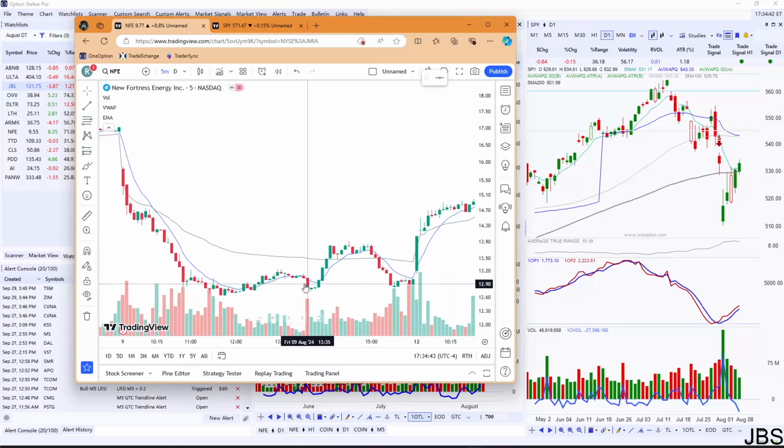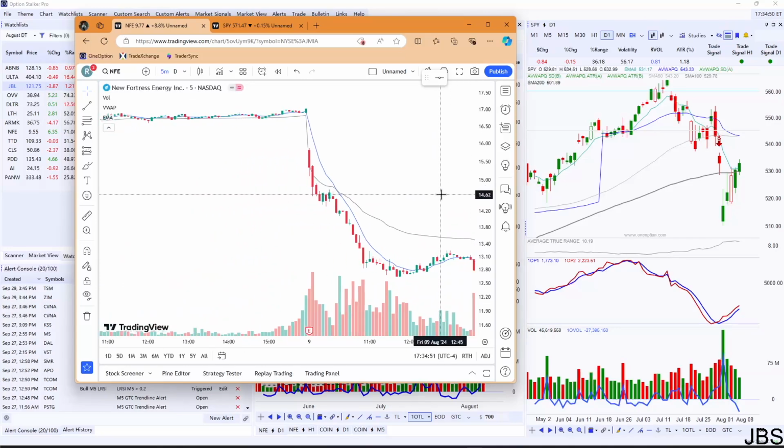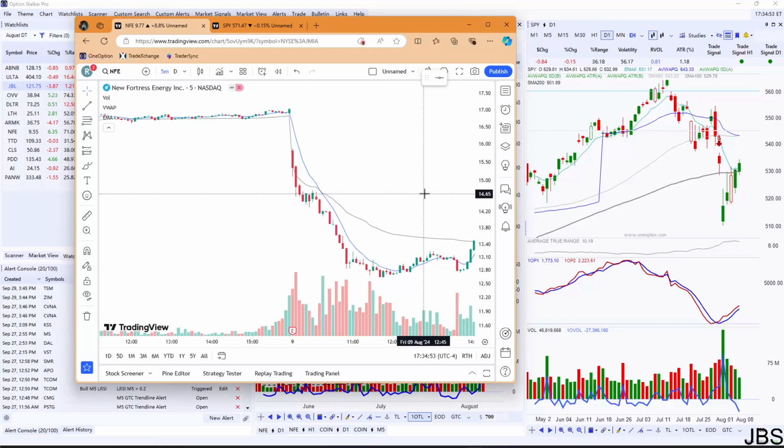Now, where I took NFE was right here on this LRSI pullback. This was a beautiful entry, and I don't have really any qualms with it, in my opinion. I would take this probably again. Stock ended up breaking through this high, and I just took the loss. It broke this high. This should not have happened. This candle is fine. This candle is not fine.